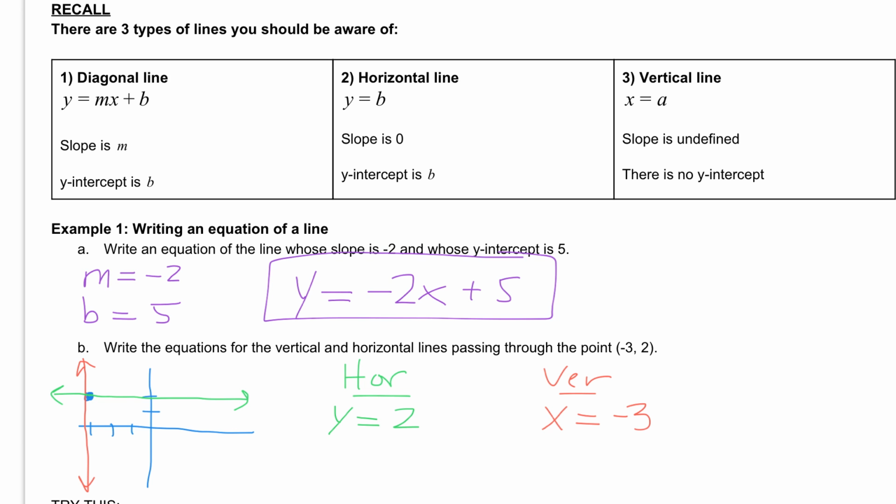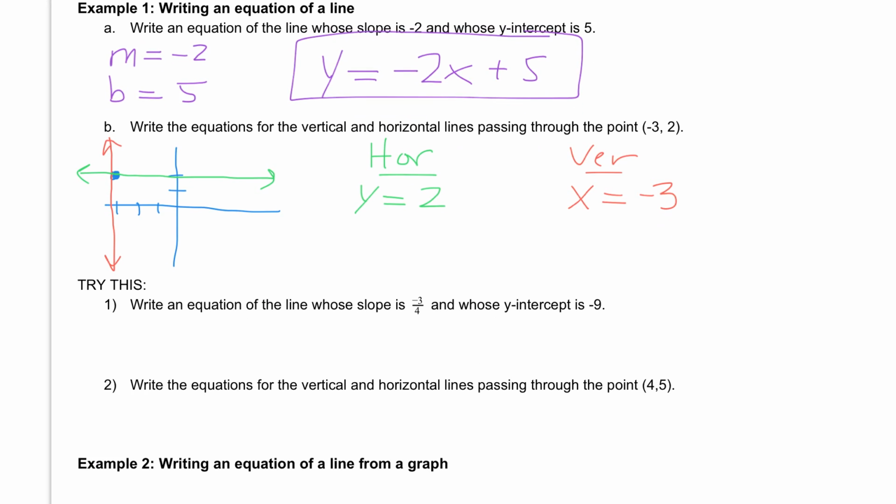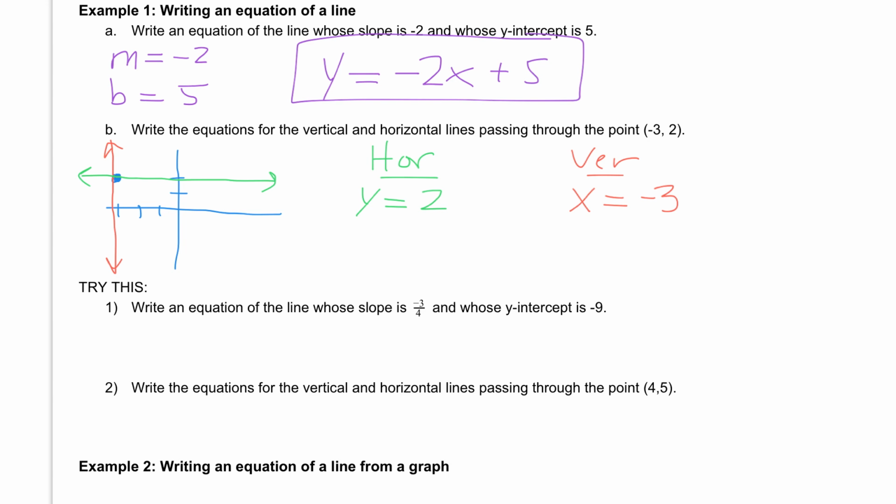Then what I'd like you to do is take a look at the try this underneath. There are two questions for you to do, very similar to A and B above. Go ahead and pause it and check your answers when you're done.